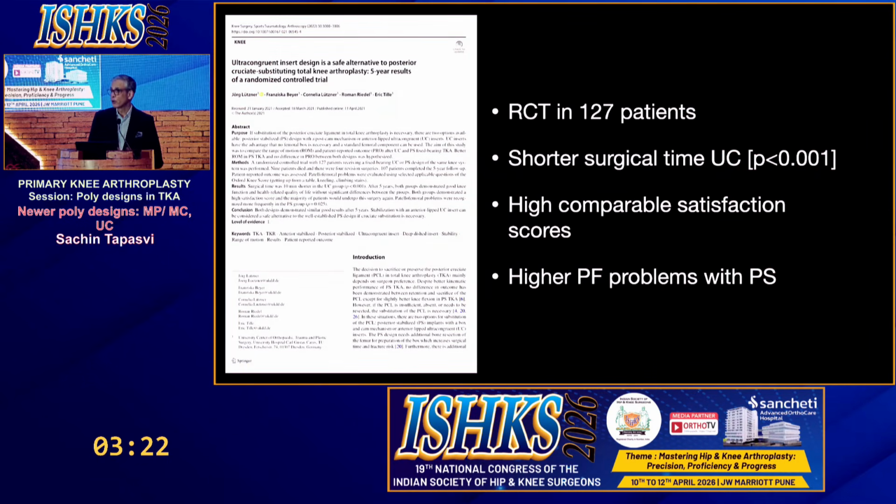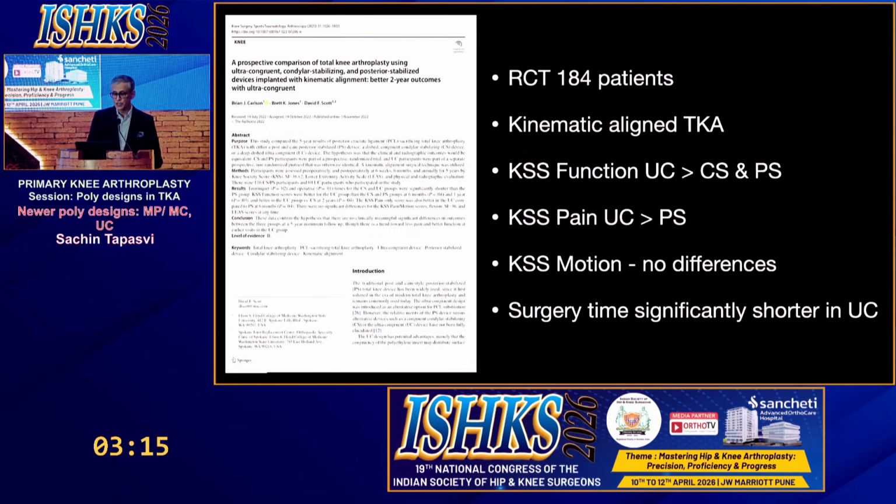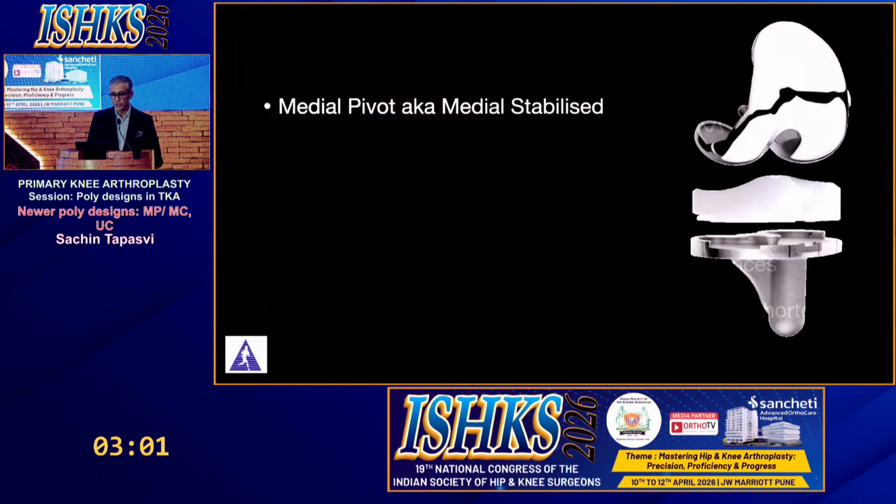What do all the different studies show? They show that probably the satisfaction rates are better and the patellofemoral problems are higher, especially if you're using a PS. Another RCT with kinematic aligned TKA showed that the Knee Society function and pain scores are far better if you use an ultra-congruent over a CS or a PS, with significantly shorter surgical time.